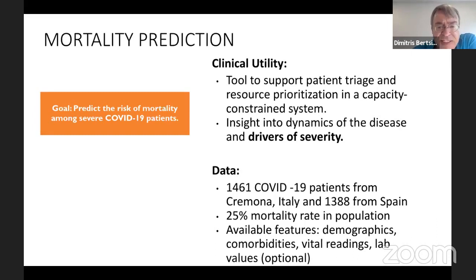So as an example, our first model, we utilized of the order of 3,000 patients from Cremona, Italy, and Spain. In that population, these were early stages in the disease. The mortality rate was high, about 25%. And we utilized demographics, comorbidities, vital readings, and lab values.